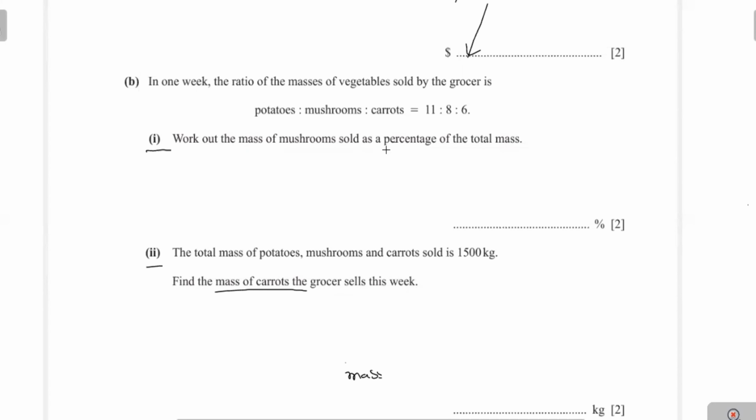In 1 week, the ratio of masses of vegetables sold by the grocer, potatoes, mushroom, carrot, is 11:8:6. Work out the mass of mushroom sold as a percentage of total mass. Now we have to calculate the mass of mushroom sold as a percentage of total mass. That will be equal to the mass of mushroom divided by total mass multiplied by 100. Firstly, we have to find the mass of mushroom and the total mass.